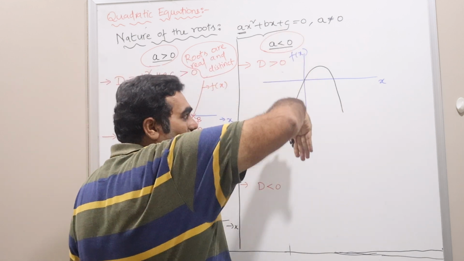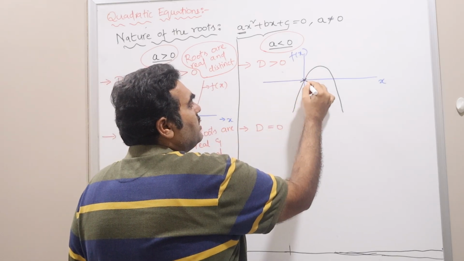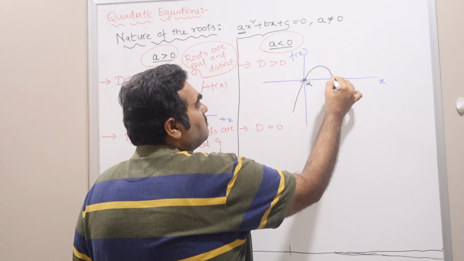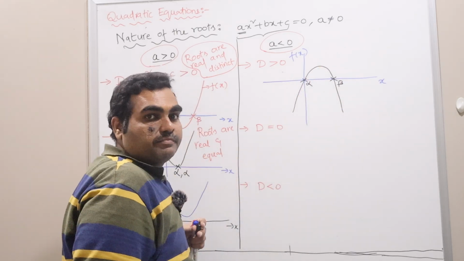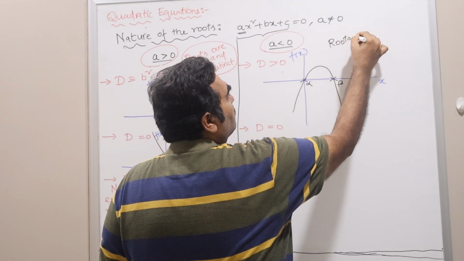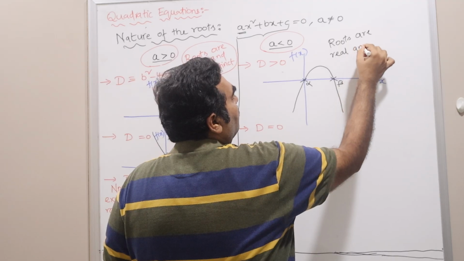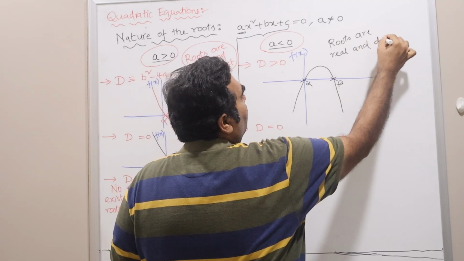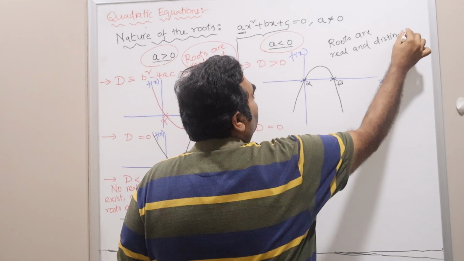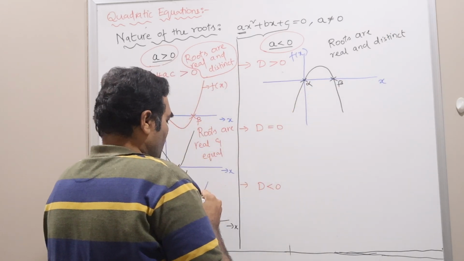So it faces down. That's why it is concave down. Now you have two intersections here, alpha and beta. So we can write roots are real and distinct. Two different roots and distinct.